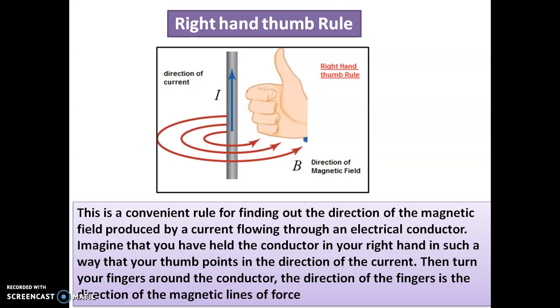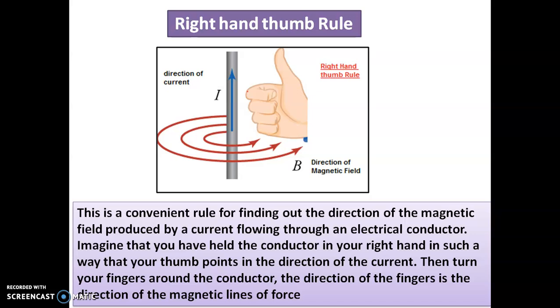Let's see. It is a convenient rule for finding out the direction of the magnetic field produced by a current flowing through an electric conductor. Now imagine that you have held the conductor in your right hand in such a way that your thumb points in the direction of current.